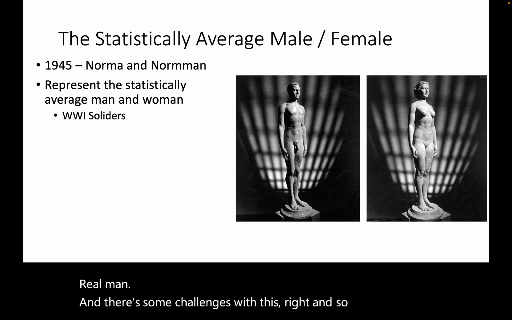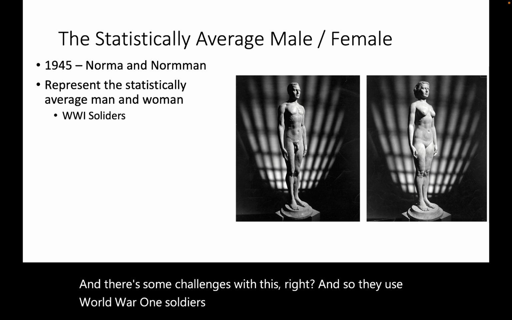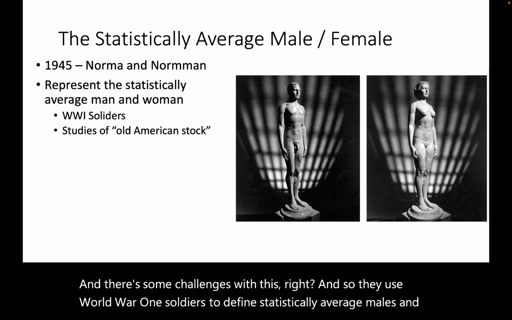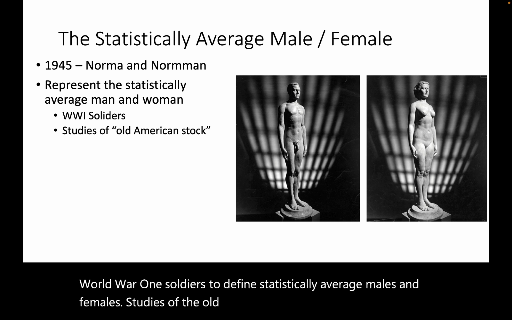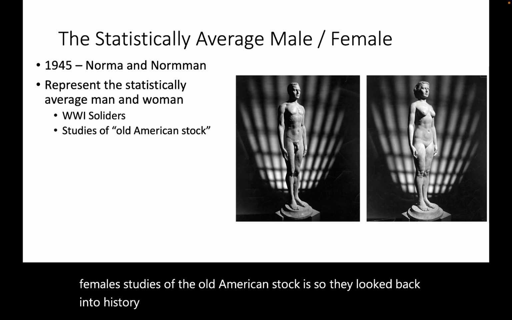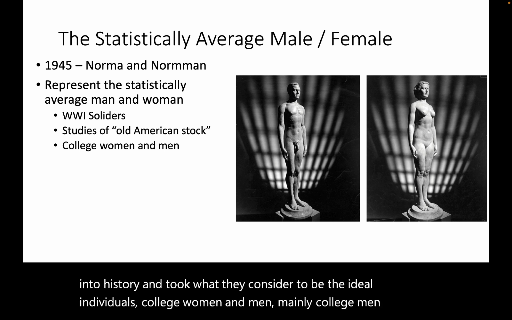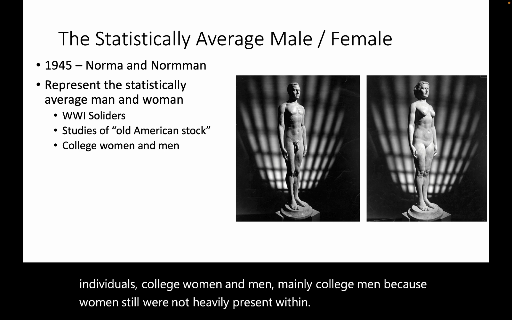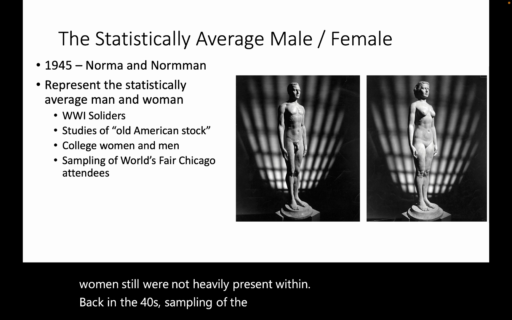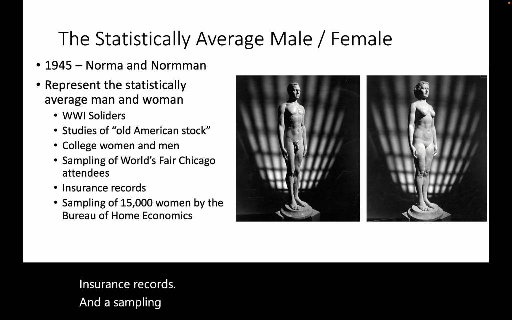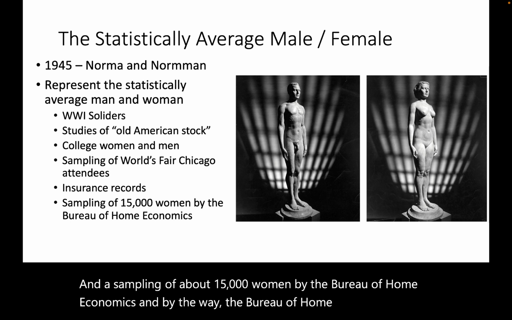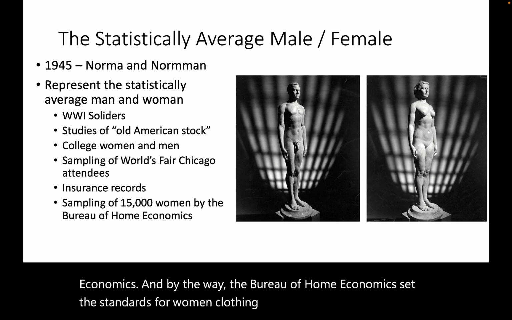And so they used World War I soldiers to define statistically average males and females. Studies of the old American stock, so they looked back into history and took what they considered to be the ideal individuals. College women and men, mainly college men, because women still were not heavily present within colleges back in the 40s. Sampling of the World's Fair and Chicago attendees. Insurance records. And a sampling of about 15,000 women by the Bureau of Home Economics. And by the way, the Bureau of Home Economics set the standards for women's clothing sizes.